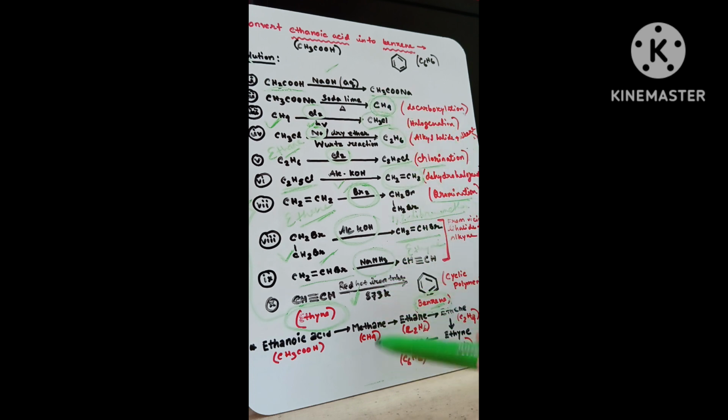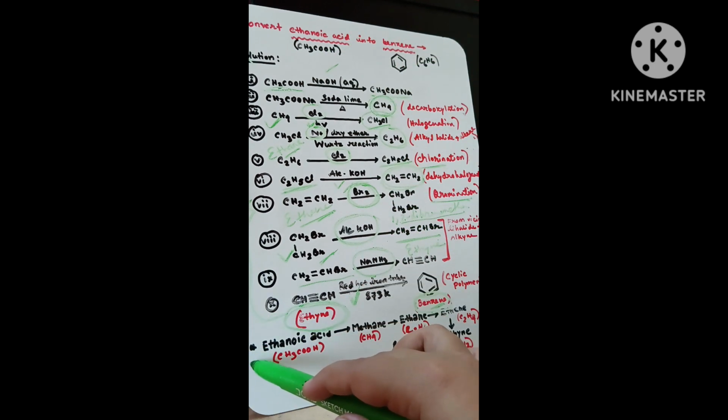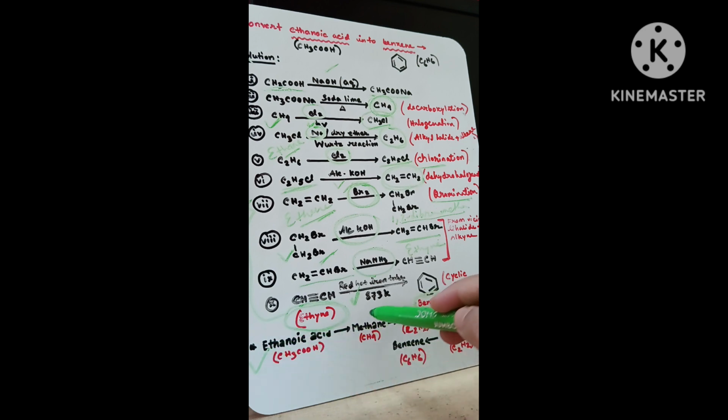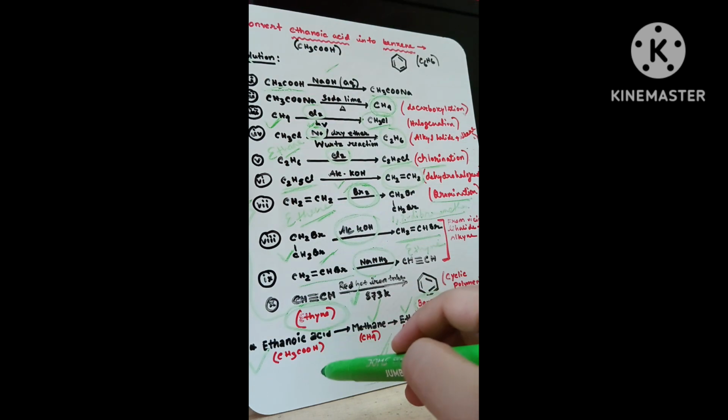So to convert ethanoic acid into benzene, we have to first convert ethanoic acid to methane. Then after that methane to ethane. Then ethane to ethene. Then after that ethene to ethyne, and the final product we'll get is benzene. So these are the steps to get benzene from ethanoic acid.